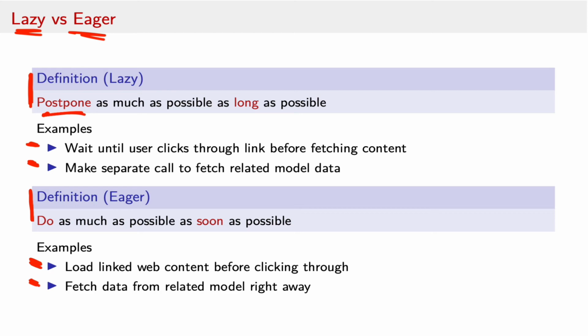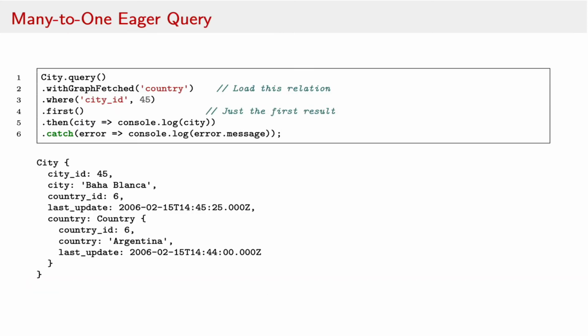Let's see how that works out in practice using Objection. So here's another query where we're looking for a city, and again we call this top-level query method that gives us back a Knex query object. And everything else is similar except for one line. We're asking for a city whose city ID is 45. We're asking for just the first city. We're going to print that city out when we've received it.